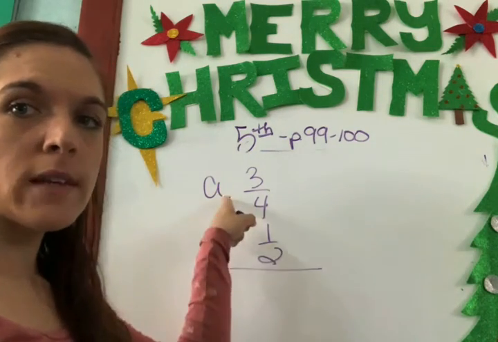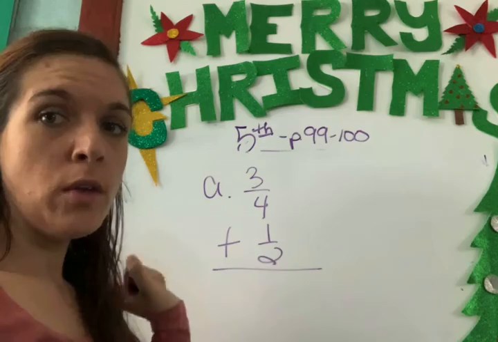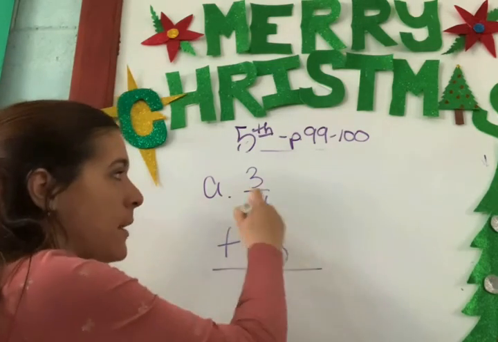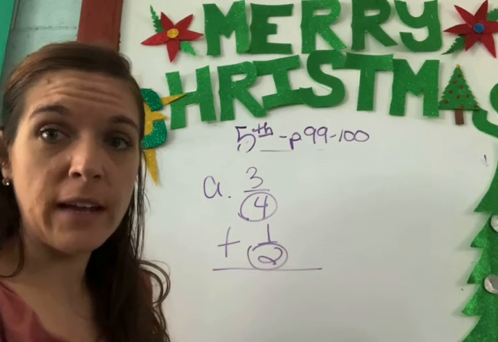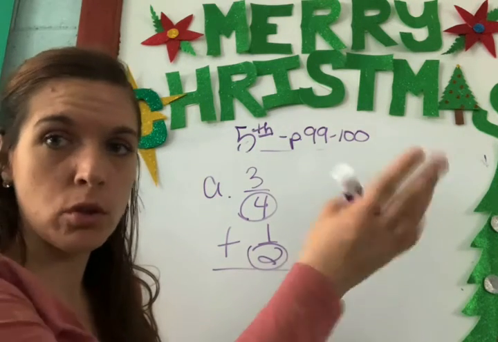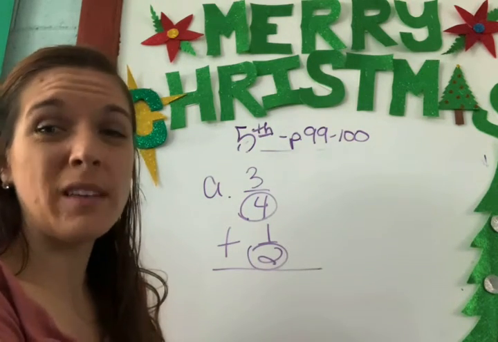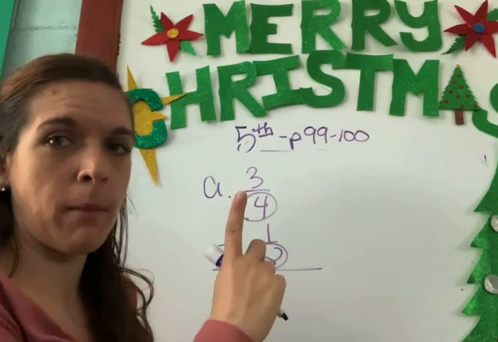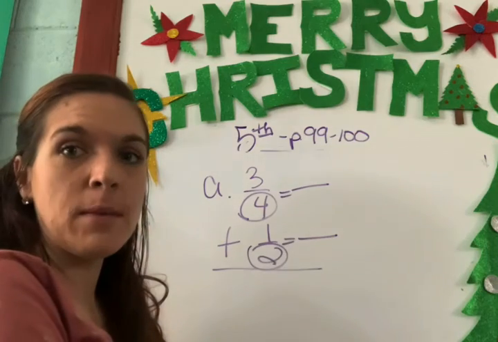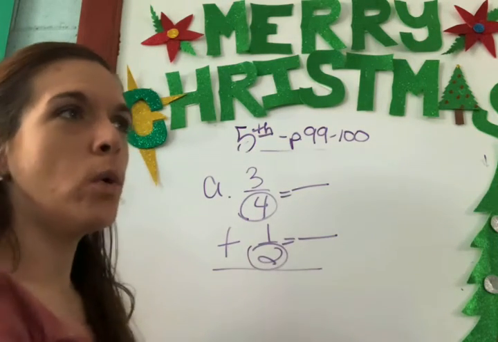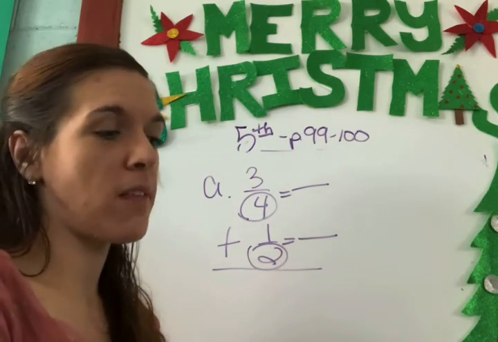You have 3/4 and 1/2. Okay, we look at it. The denominators are different. Uh-oh. If the denominators are different, can we add them? No. We have to do something, right? Okay, so step number 1: find the same denominator. Well, you're like, well, Miss Jessica, I'm really confused about that.